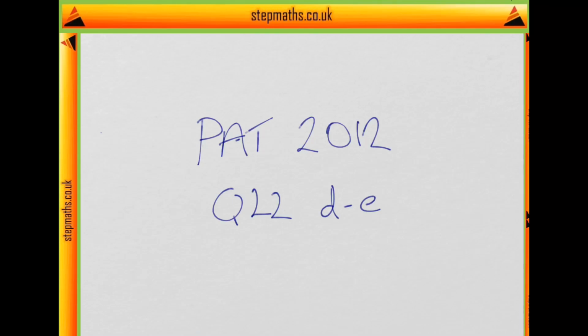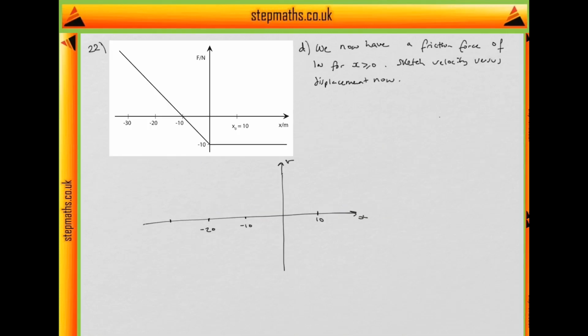Hi, so we're going through PAP 2012, going through sections D to E of question 22. Okay, so in part D, we are told now that you have a frictional force of magnitude 1 Newton for when x is greater than or equal to 0. We're asked now to sketch the velocity versus displacement in this case. Okay, so we're going to start with, as always, from x equals 10.